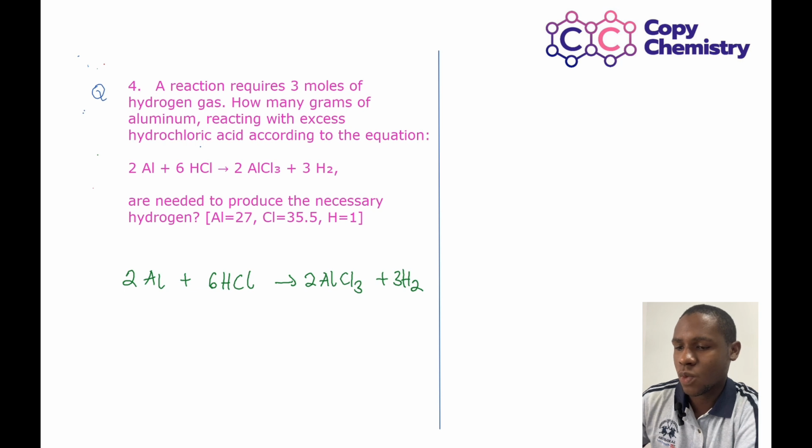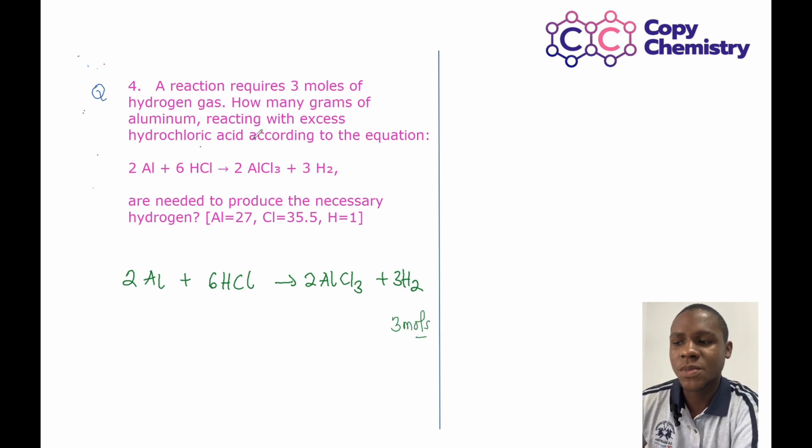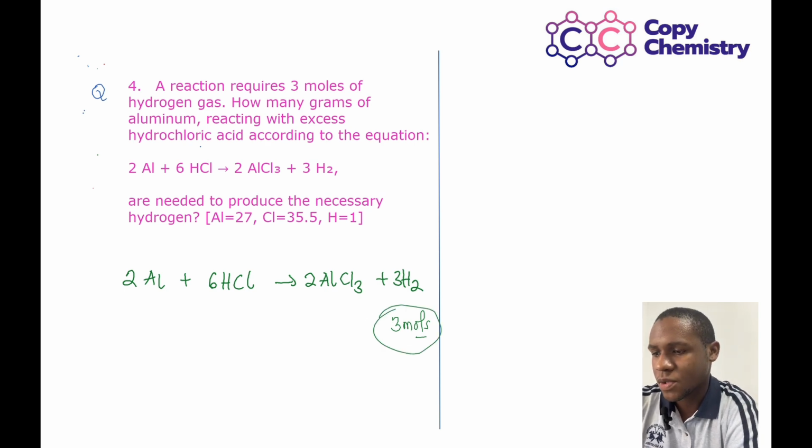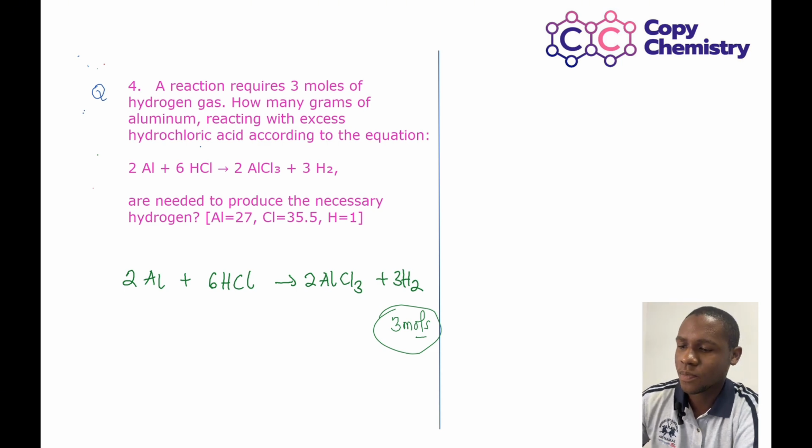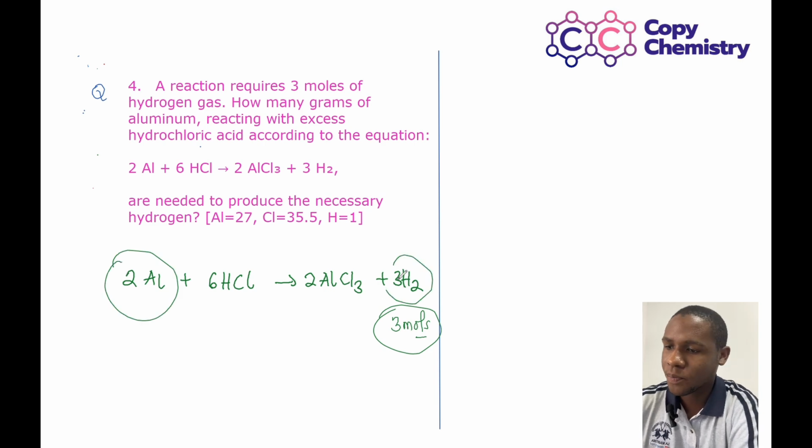So they told us that we want to get 3 moles of hydrogen at the end of the day. That's what we want to get, 3 moles of hydrogen. So how many grams of aluminium reacting with excess HCl, according to this reaction right here, is needed to produce the necessary hydrogen? That's 3 moles. Okay, so we want to get 3 moles of hydrogen and we're asked how many moles of aluminium to do that. So we're comparing aluminium and hydrogen, okay?